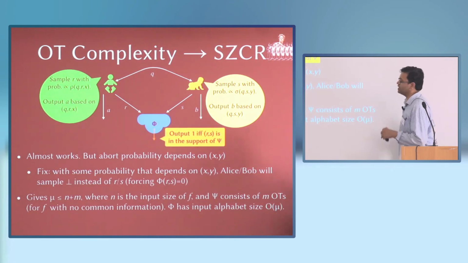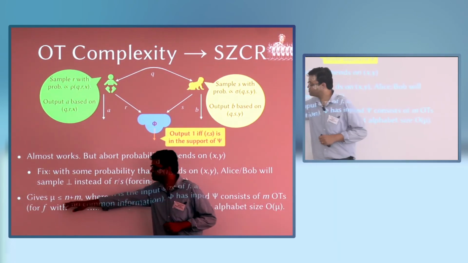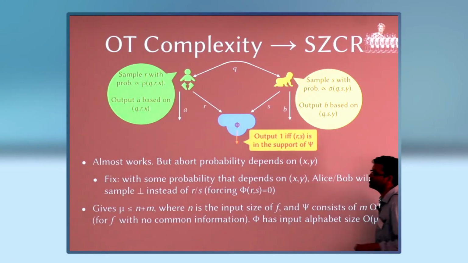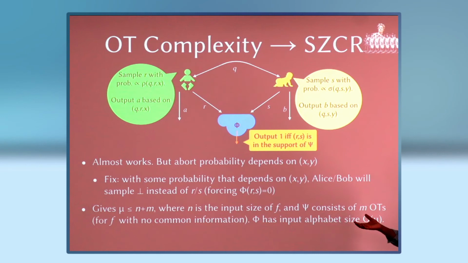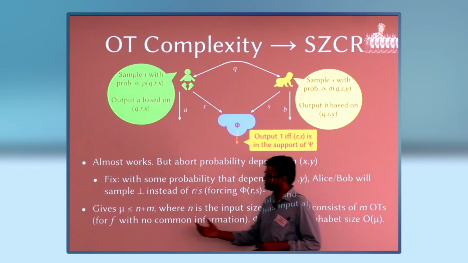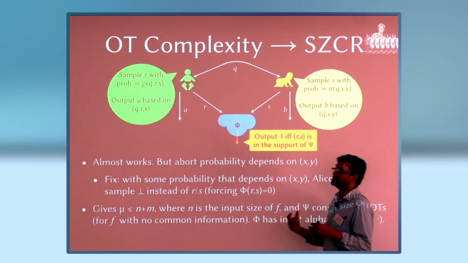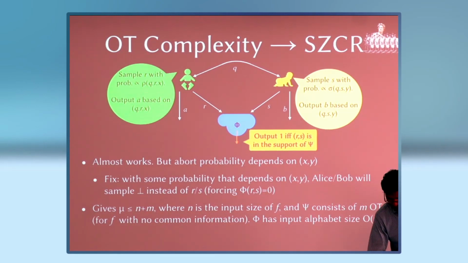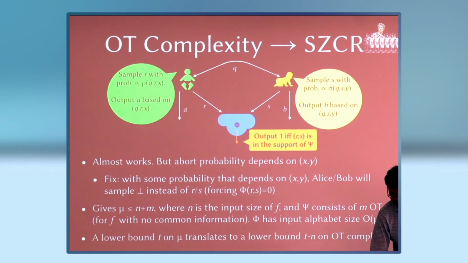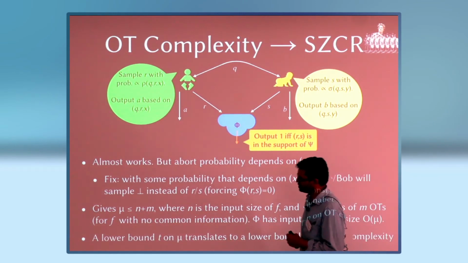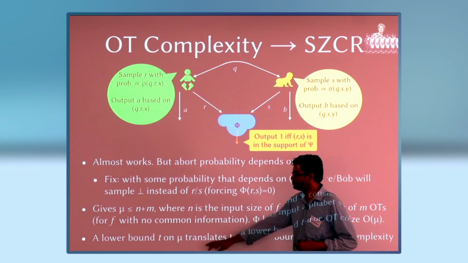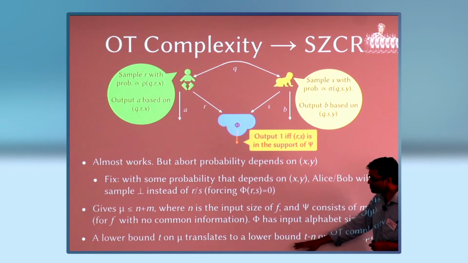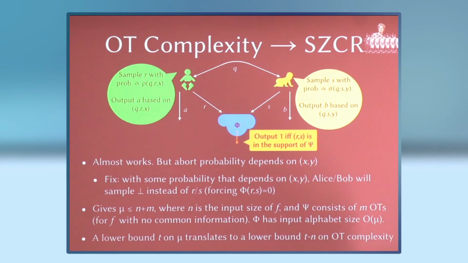And it turns out you could do all that and not suffer a lot in terms of acceptance probability. So you can end up with a mu, so negative log acceptance probability, which is n plus m, where n is the input size, and m is the number of OTs that are used in the original protocol. Okay? So that is the connection, the lower bound connection. So if I give you a lower bound of t on this mu, or on the complexity of this phi, then that translates to a lower bound on OT complexity of f.